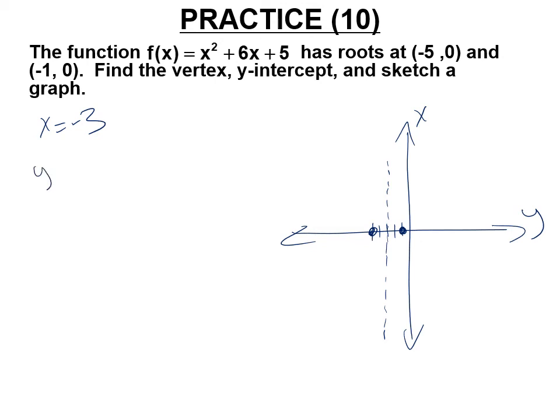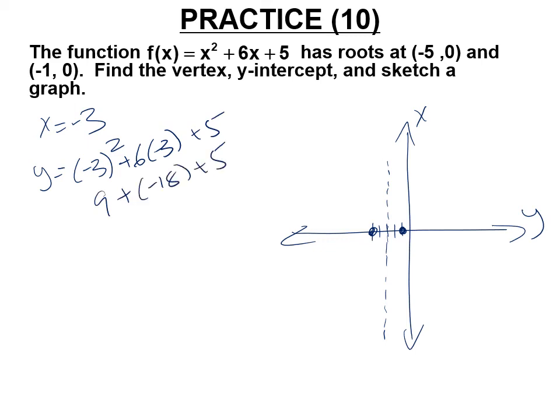All right, but now I have to find y. So it's going to be -3 squared. Now this -3 is in the parentheses here, right? Because there was no negative there. That's why we had that outside the parentheses on the last one. Plus 6 times -3 plus 5. -3 squared is 9. 6 times -3, -18 plus 5. 9 plus -18, -9 plus 5 equals -4. So the vertex is at -3, -4.